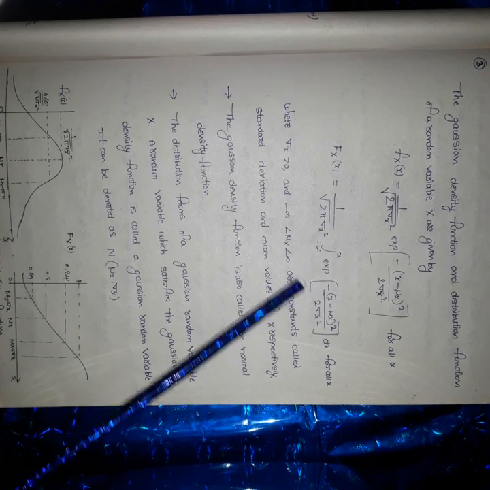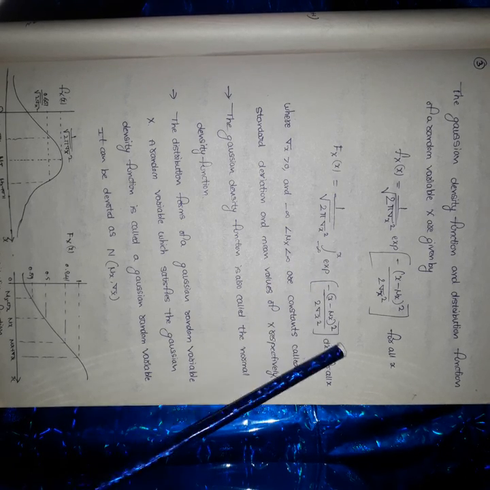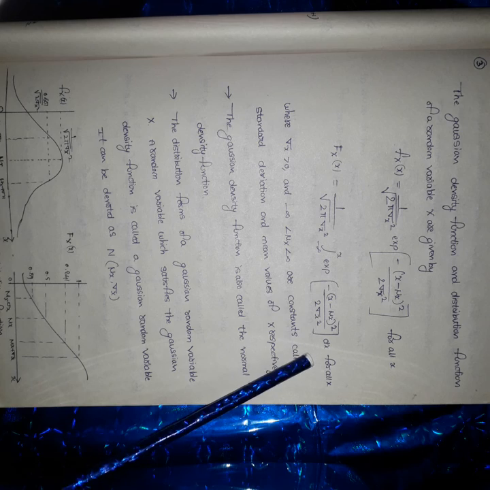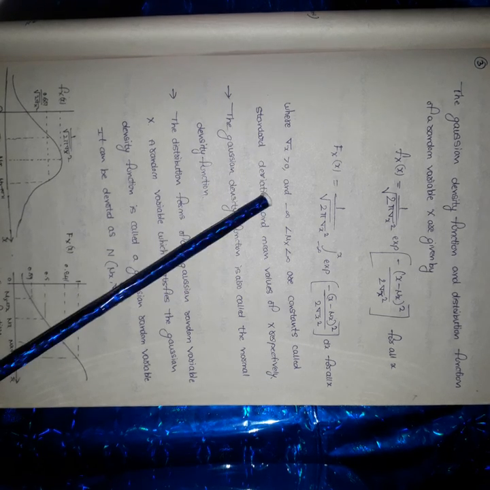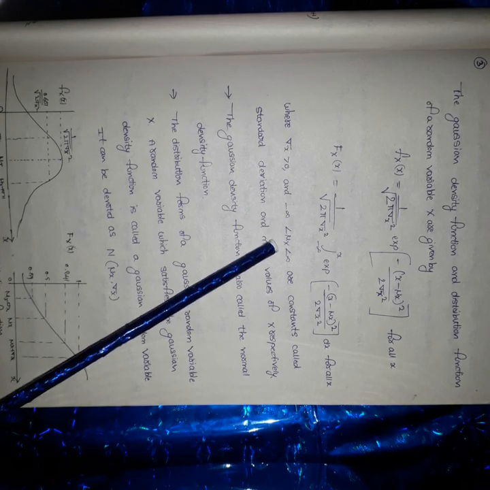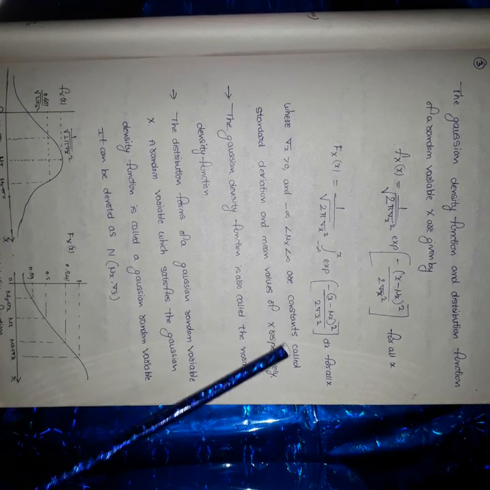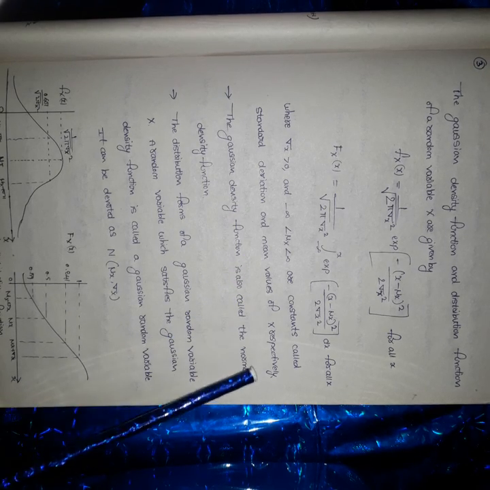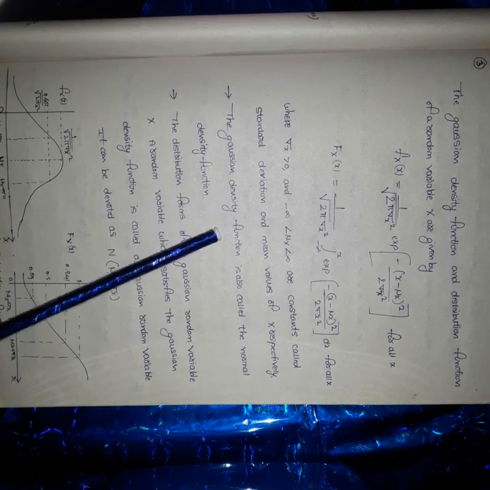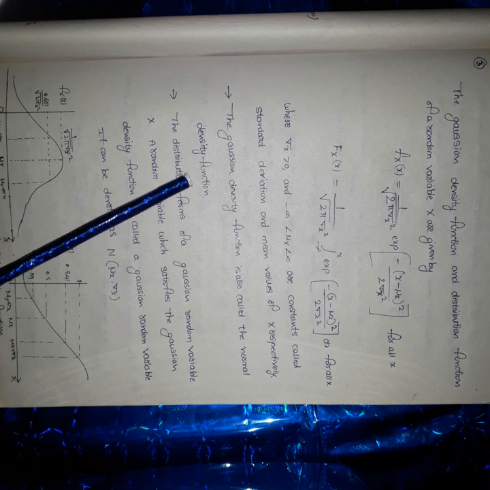Here, the integration from minus infinity to x of exponential of minus (x minus mu x) whole square by 2 sigma x square dx, for all x. Here sigma x, which is greater than 0, and minus infinity less than mu x less than infinity, are constants called the standard deviation and the mean value of x respectively. The Gaussian density function is also called the normal density function.